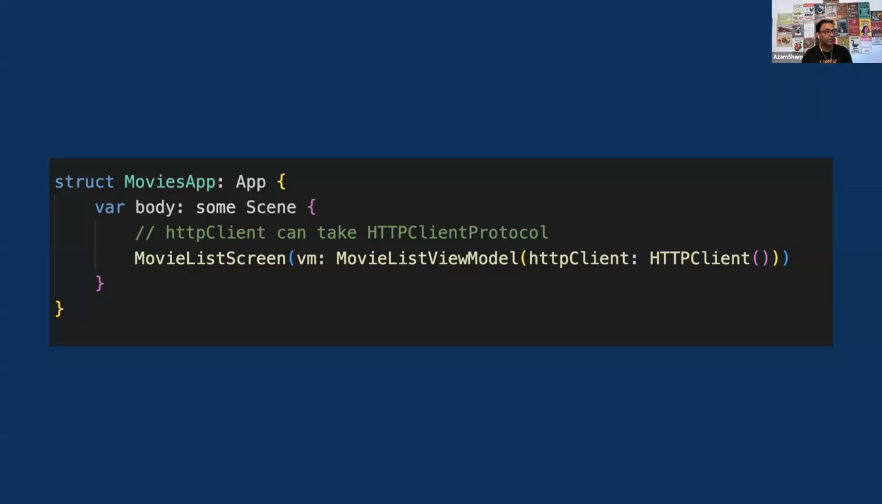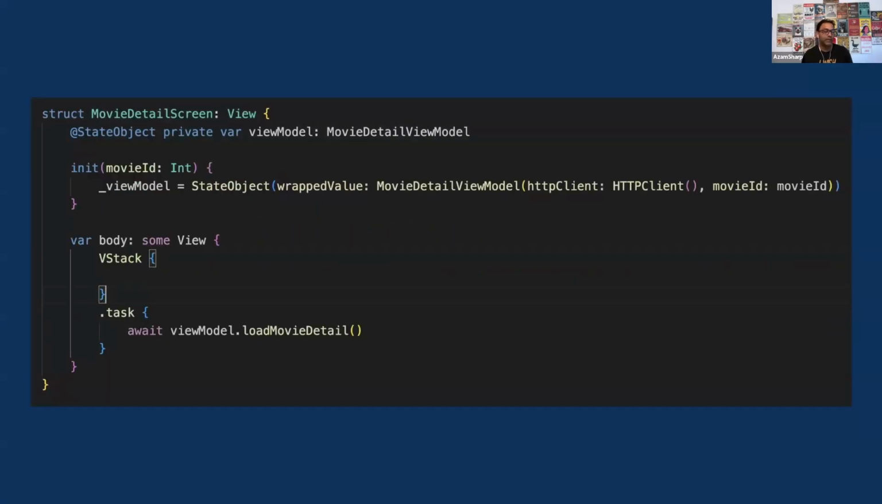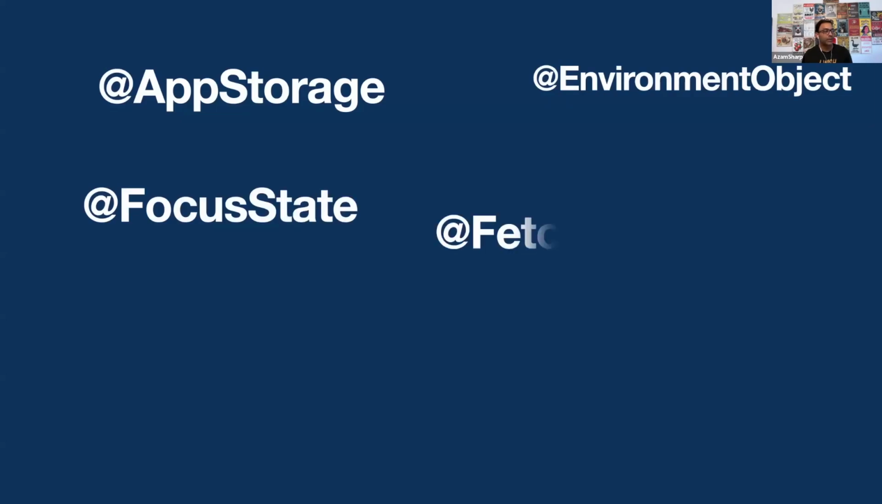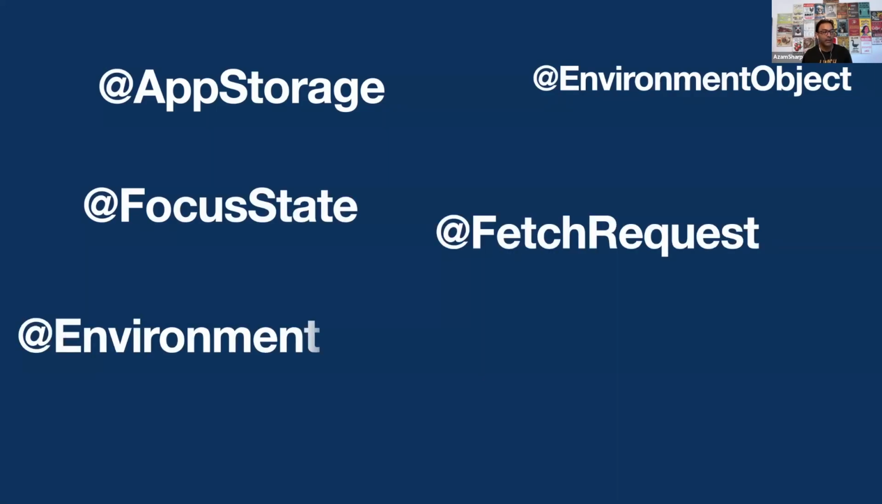So somehow you need to perform this injection. And this injection just goes on forever, because every screen is represented by a separate view model, and every separate view model needs a dependency on the HTTP client. We also don't really have access to AppStorage, EnvironmentObject, FocusState, FetchRequest, environment values, and Query.